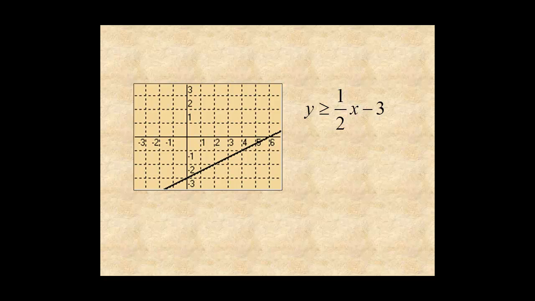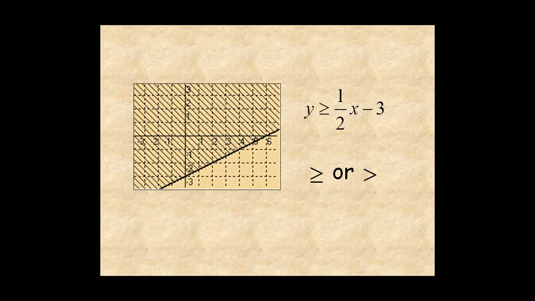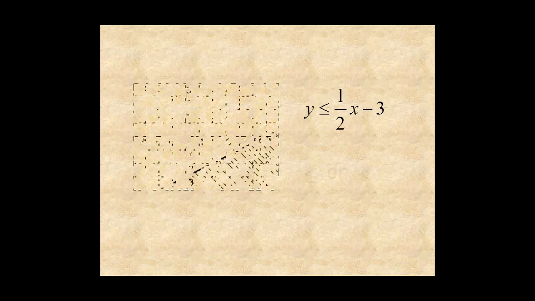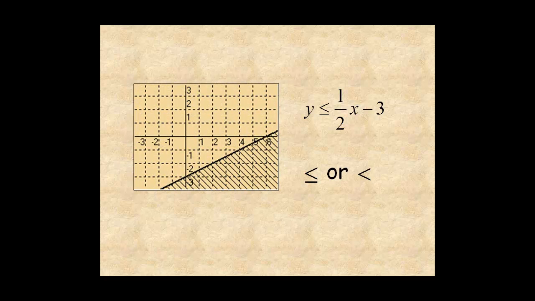When the boundary line has been graphed, shade above the line if the inequality is greater than, and shade below the line if the inequality is less than. The shaded region of the graph indicates all the points that are a solution to the inequality.